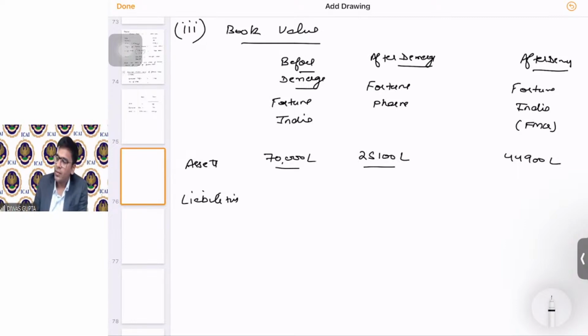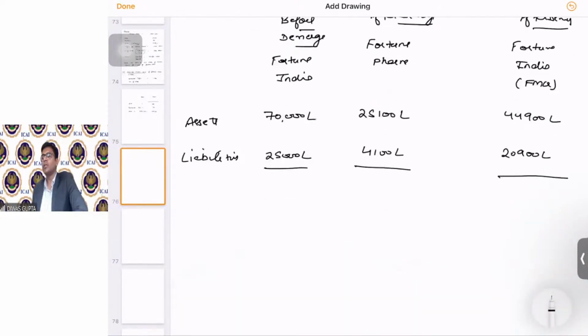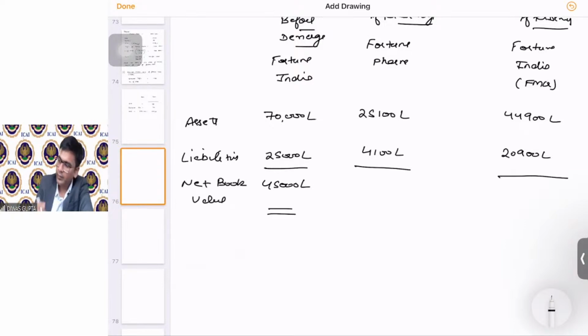Liabilities. The total liabilities is 25,000 lakhs. Okay. Then 4,100 lakhs is the liability here of Fortune Pharma. The balance comes out to be 20,900 lakhs. Correct? If we calculate the net amount, it will be 70,000 minus 25,000, which is 45,000 lakhs net book value. Okay. 21,000 lakhs, then 24,000 lakhs.